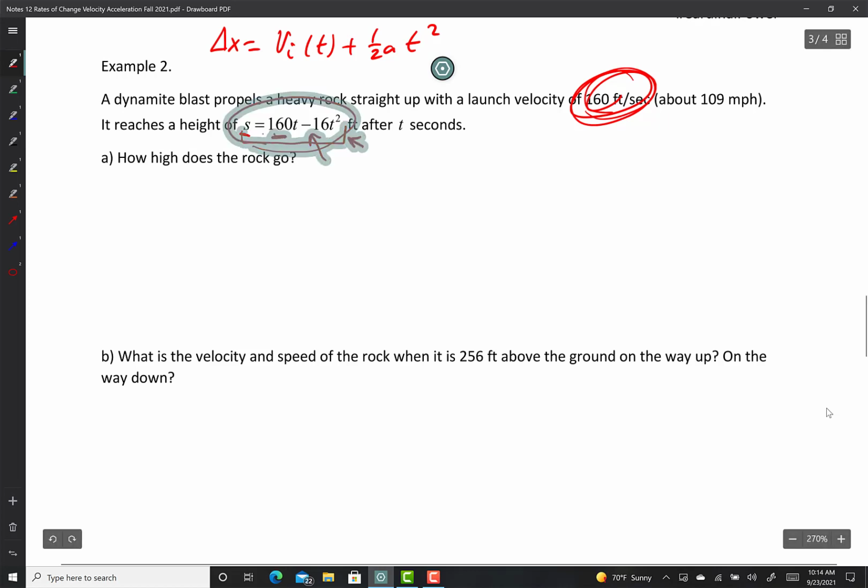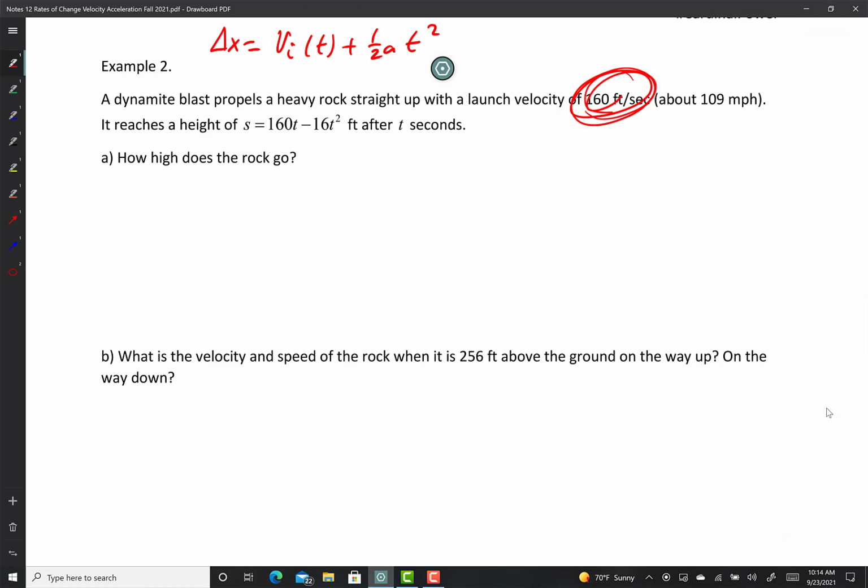So now it says, how high does the rock go? All right, so here we go. Ready? We just have to use a little bit of logic. When I throw this pen up, no, I'm not going to throw it at anyone. When I throw this pen up, I want to know how high it goes. Well, when it reaches its highest point, what is the velocity at that moment? Zero. So what I'm going to do is find a derivative of this position. That's going to give me my velocity equation. And I'm going to set that velocity equation equal to zero.